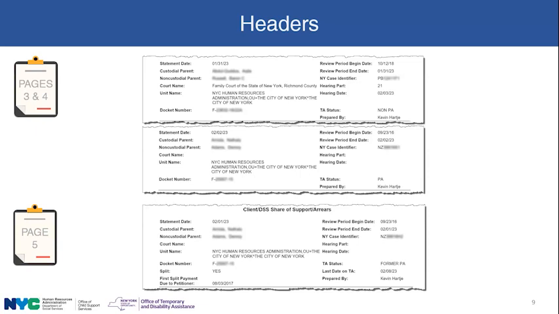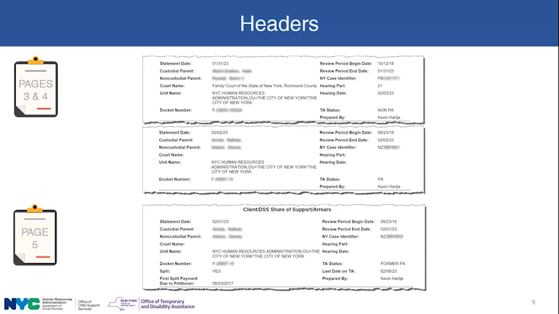So the first two examples that you see are headers from a single beneficiary case with TA status non-PA. The first one is non-PA, and the second one is PA, meaning the dependent children are active on public assistance. If the case is a single beneficiary case, you will find the grand total due and the delinquent amount information on page 3 and 4 of the account statement.